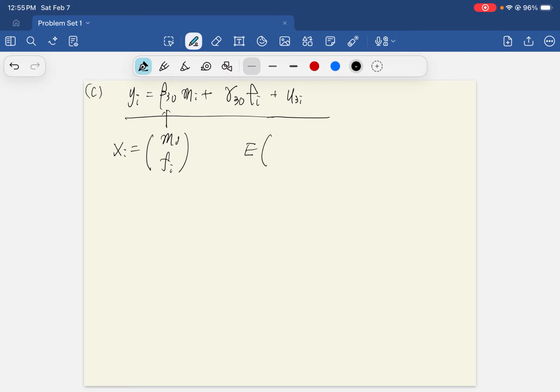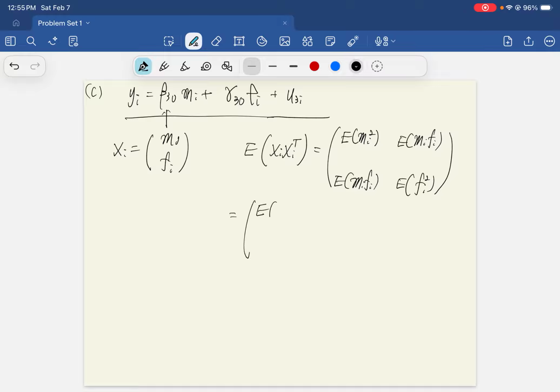So again, I am going to calculate this matrix and its determinant. How do we do that? This is expectation m_i squared, expectation m_i f_i, expectation m_i f_i, expectation f_i squared. Okay, so then how can you simplify that? You know, the square does not affect, okay, like this.